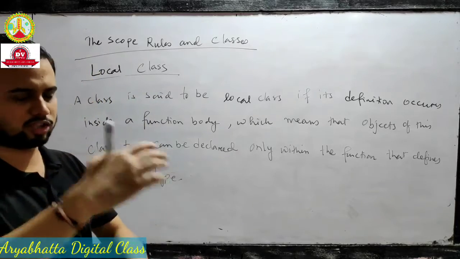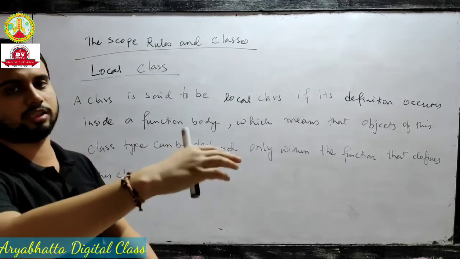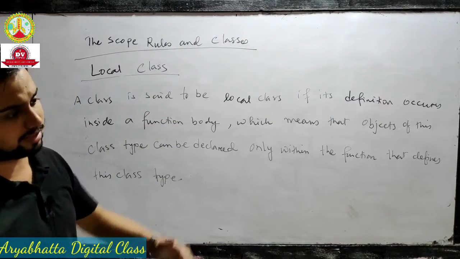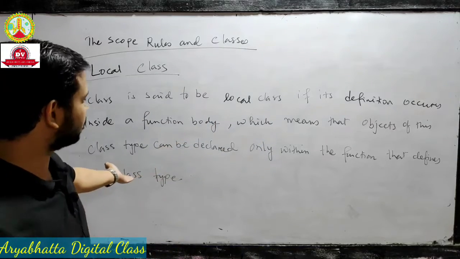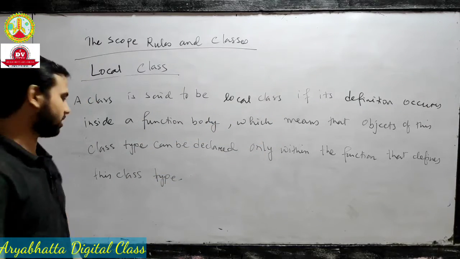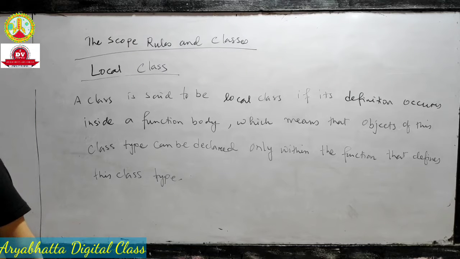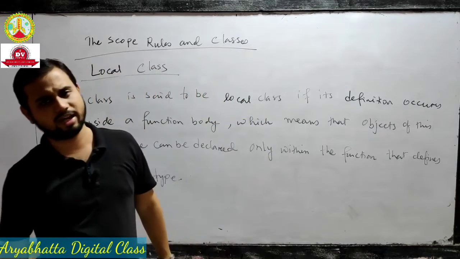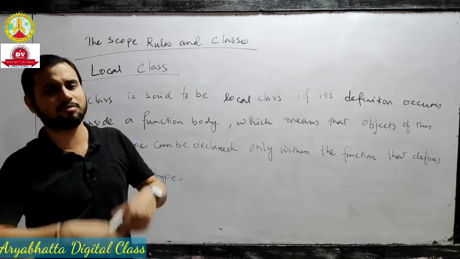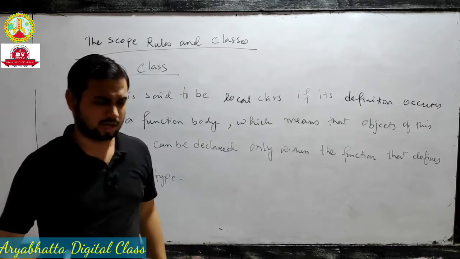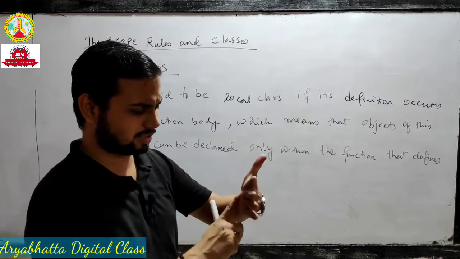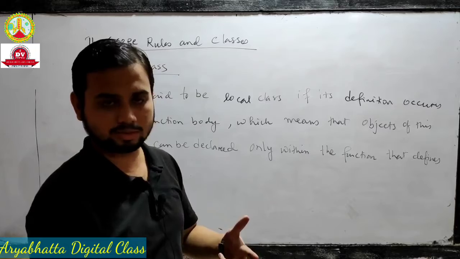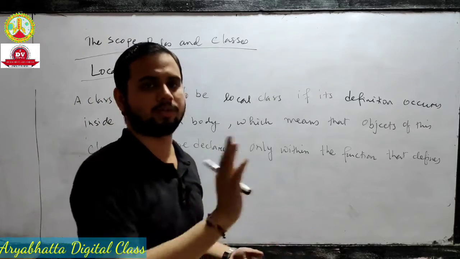Function body means the whole body of the function, meaning the member function. And a local class is declared under the main function, and the object is also within the function. Basically, a local class is declared inside the main function and a global class is outside the main function. This is the basic difference. A global class is declared outside the main function like a global variable, and a local class is declared inside the main function like a local variable.